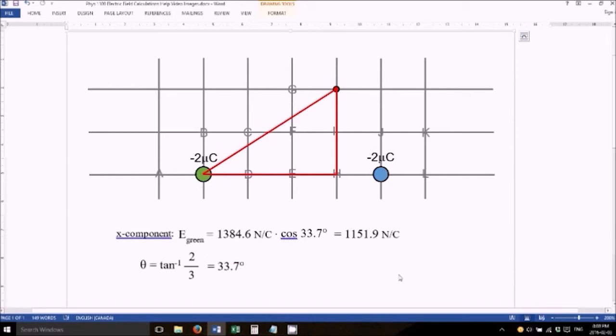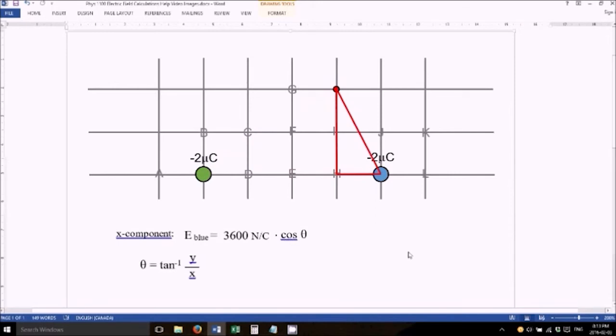So now we can go ahead and do the y component. To get the y component, we take the field magnitude and multiply it by the sine of 33.7 degrees, and that gives us 768.2 newtons per coulomb. So that's all the information we're going to need for the green charge. Now we have to do it all again for the blue charge. So let's do that now.